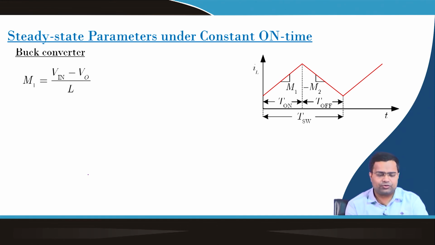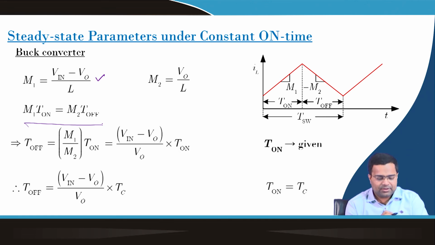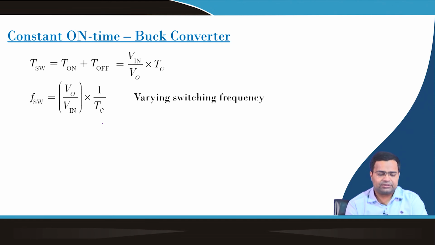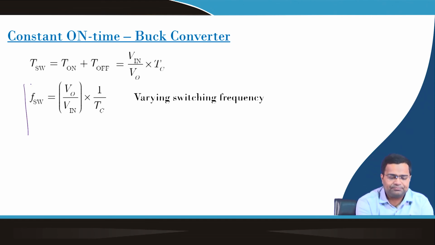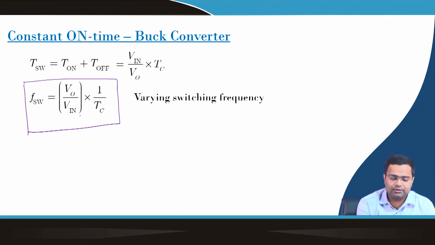So, under buck converter, if you take the constant on time control, the rising slope is V in minus V0 by L, and the falling slope also, we have derived all these expressions earlier. The switching frequency can be derived from the voltage gain, and it can be shown that under constant on time control the switching frequency is a function of voltage gain times 1 by T on. So, if the on time is kept constant, for varying input voltage the switching frequency varies.